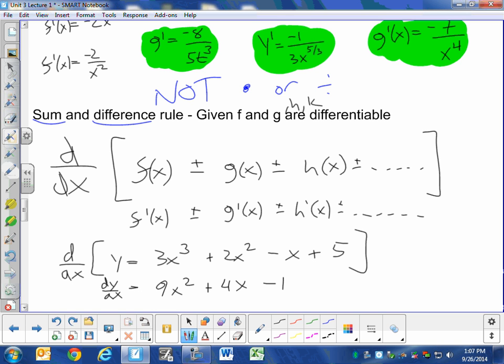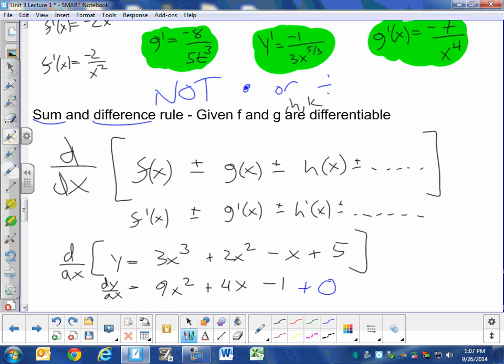What's the derivative of 3x cubed? Oh. 9x squared, right? What's the derivative of 2x squared? 4x. Derivative of x, 1. Okay? That's all. Yeah. What's the derivative of 5?